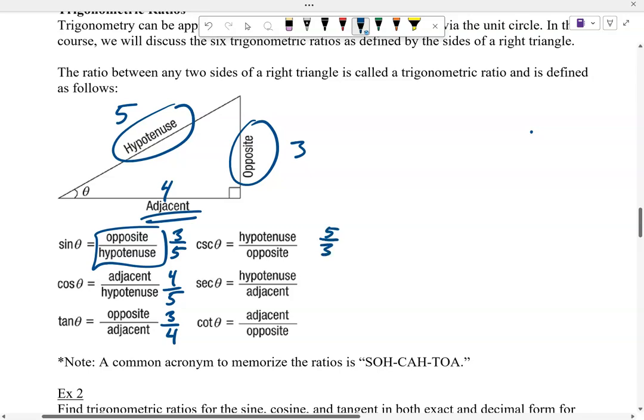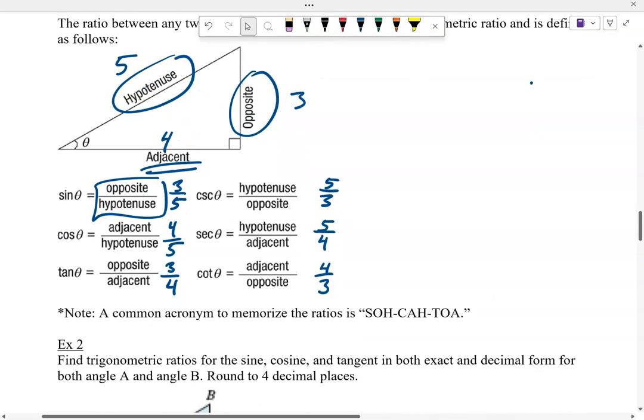The cosine is the reciprocal of the secant. So instead of 4/5, it'd be hypotenuse over adjacent. And finally, the cotangent would flip over the tangent. Instead of 3 over 4, it'd be 4 over 3, the adjacent side over the opposite side. Right? And that's your 6 trig ratios combined.